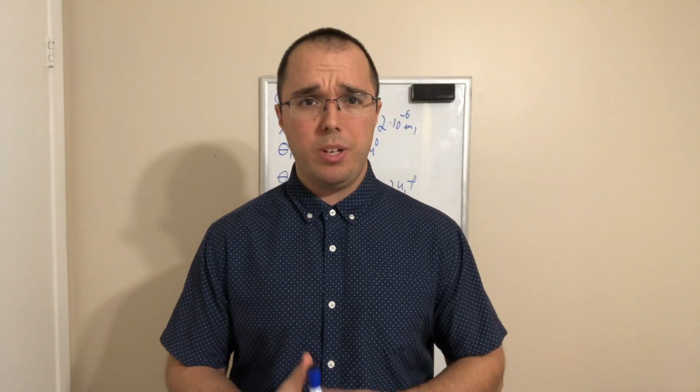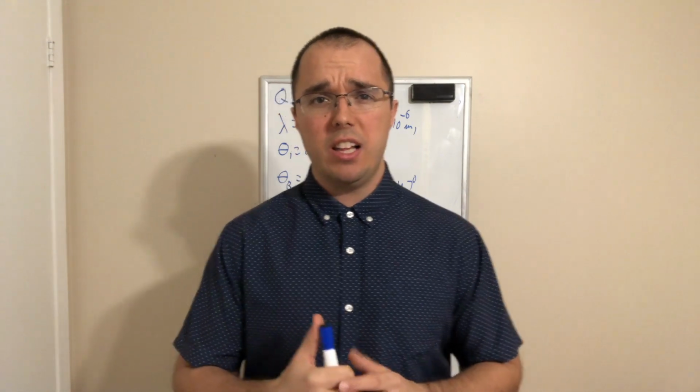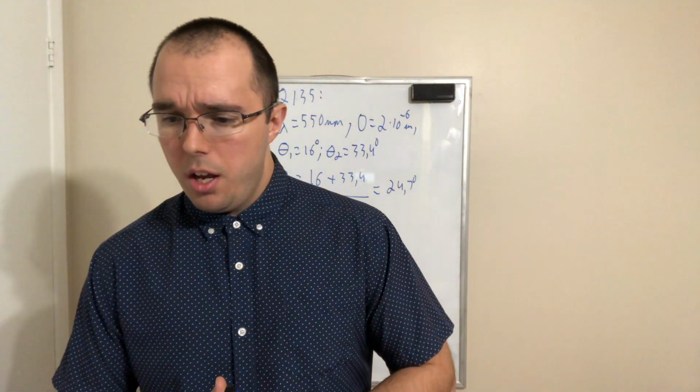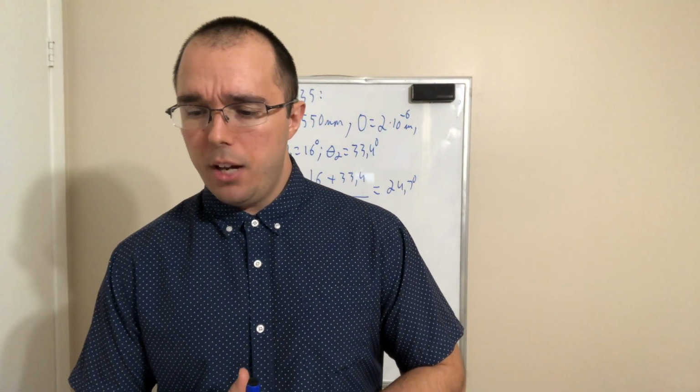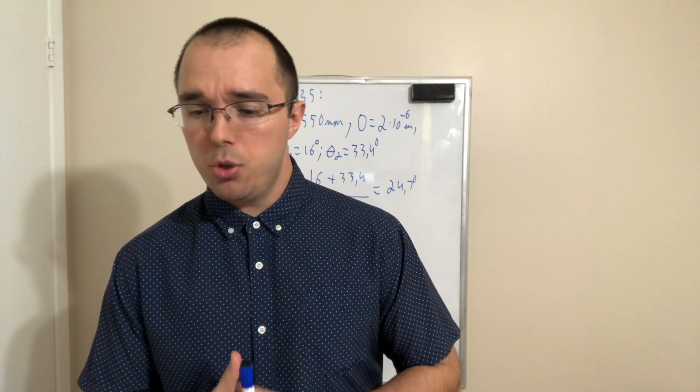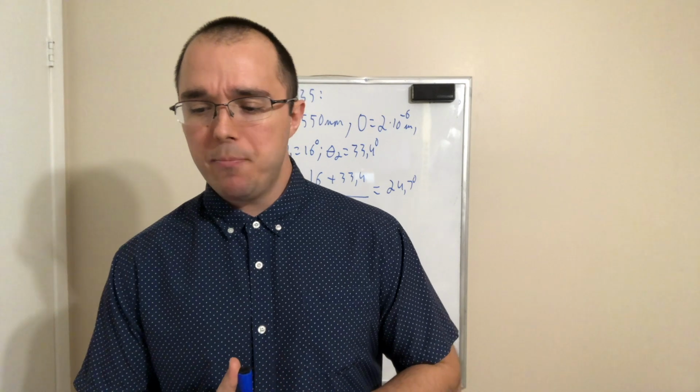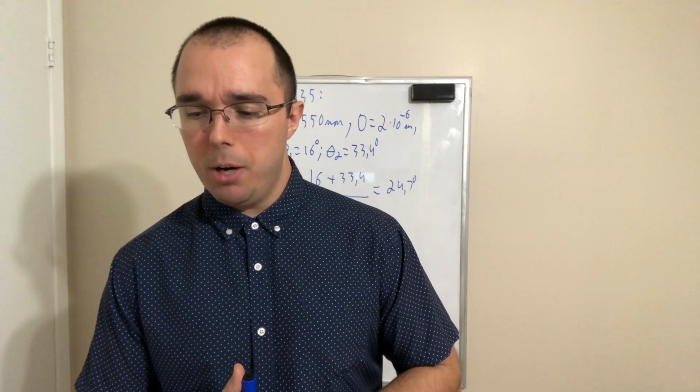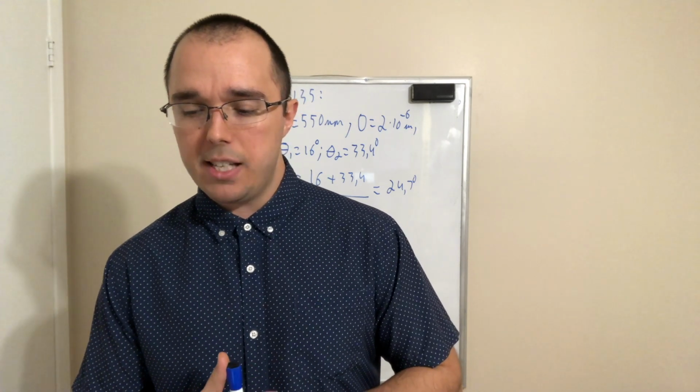All right, this is the first example of chapter 7.2. It is question 135. Let's read the question. Light of wavelength 550 nanometer passes through a slit of width 2 micrometer and produces a diffraction pattern. Part A, find the location of the first two minima in terms of the angle from the central maximum.